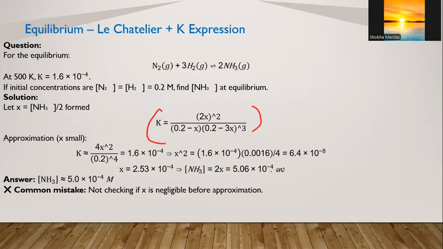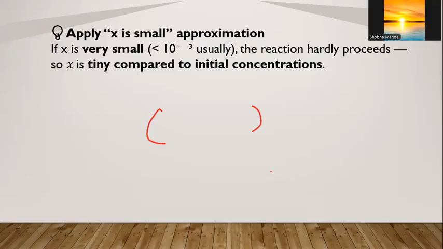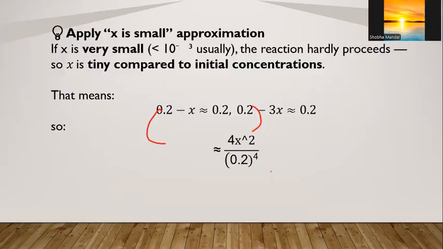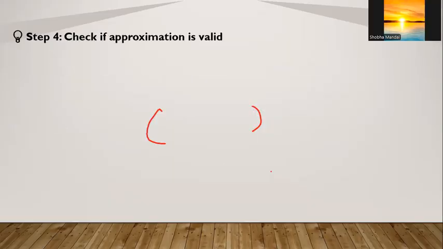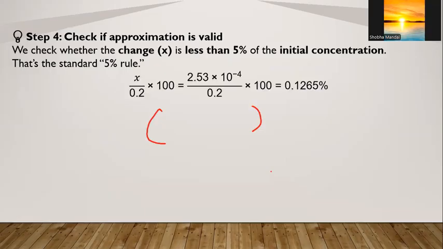We can only consider x to be small when it is usually smaller than 10 raised to the power minus 3 molar. So x should be tiny compared to the initial concentration; only then can we neglect that value. There is another rule, called the 5% rule, to check if the approximation is valid. In this rule, we check whether the change x is less than 5% of the initial concentration. This is called the standard 5% rule.